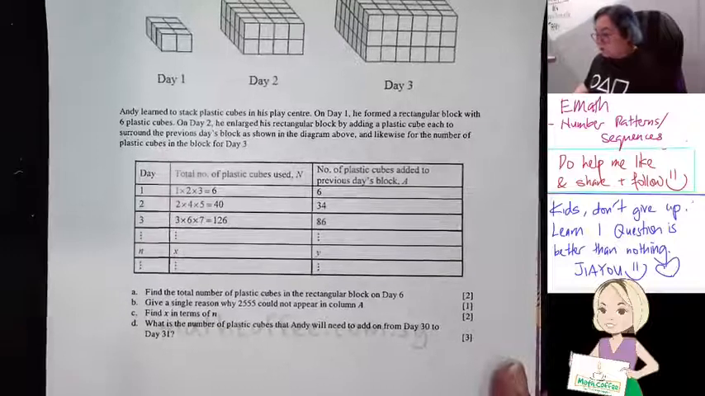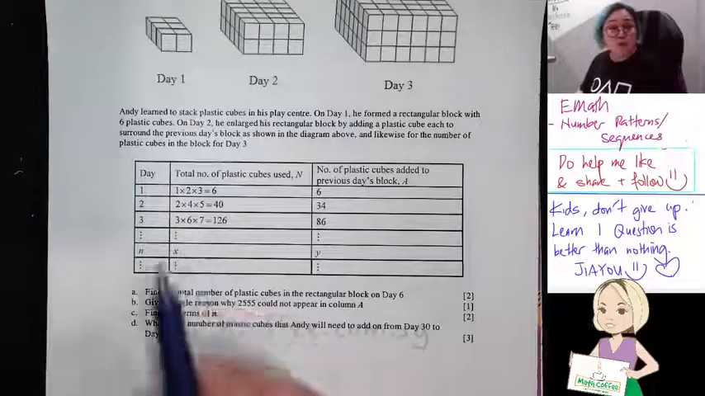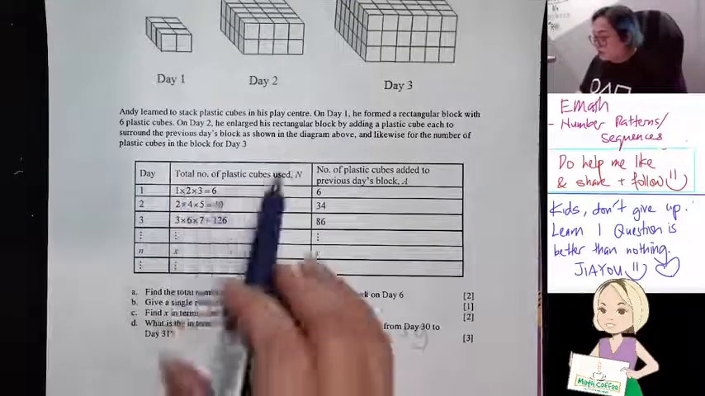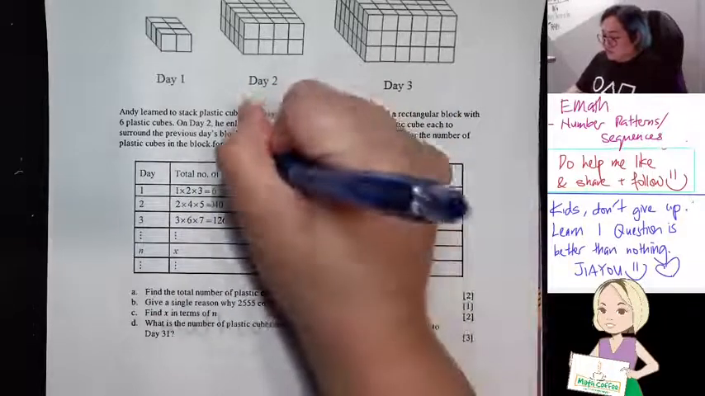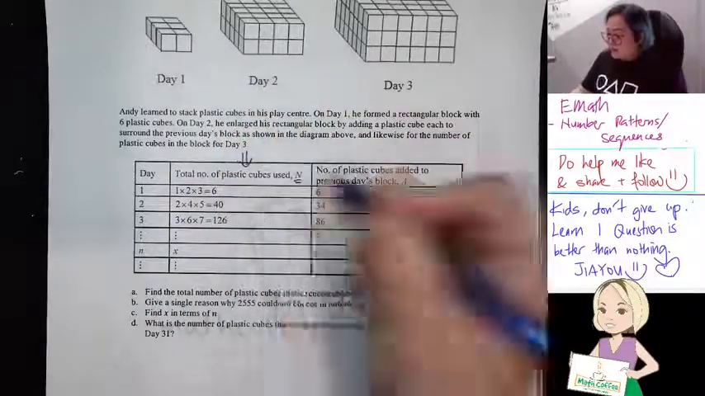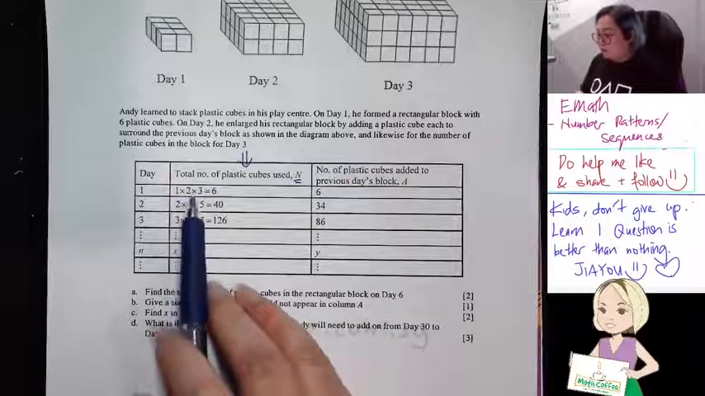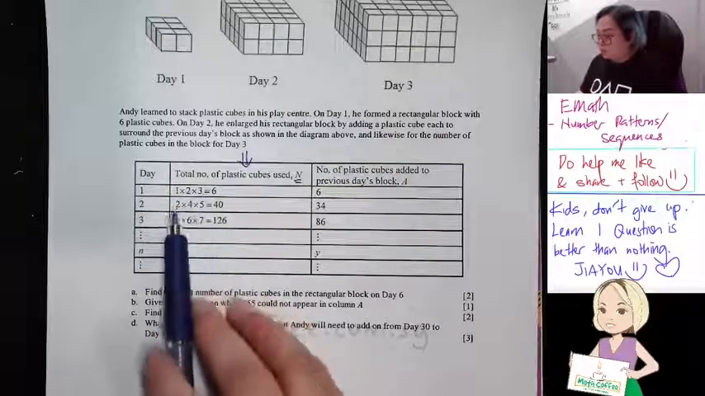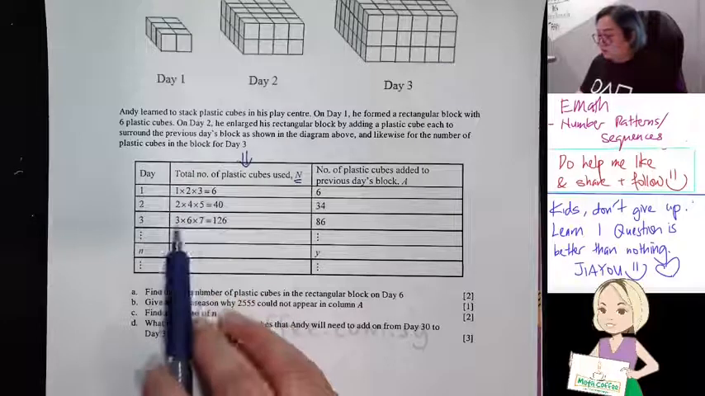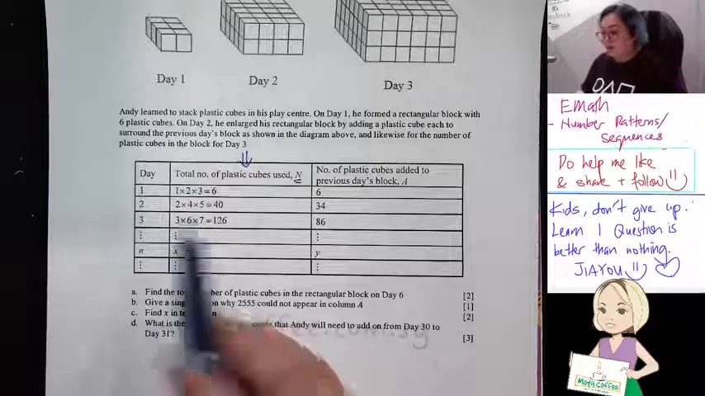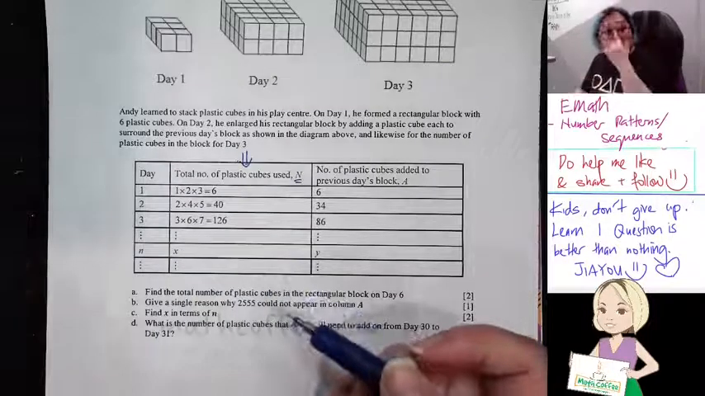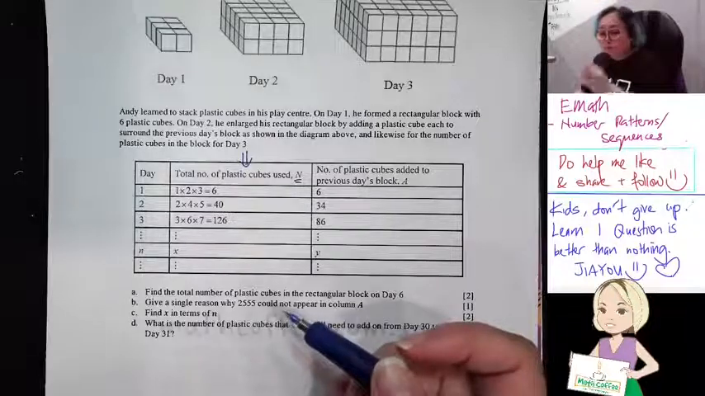Okay, so this time round, they increase a little bit of difficulty. Inside this, the first column, the pattern is 1 times 2, 1 times 2 times 3, 2 times 4 times 5, 3 times 6 times 7. Okay, cannot see the pattern, right? In this case, we're going to break it into column by column.